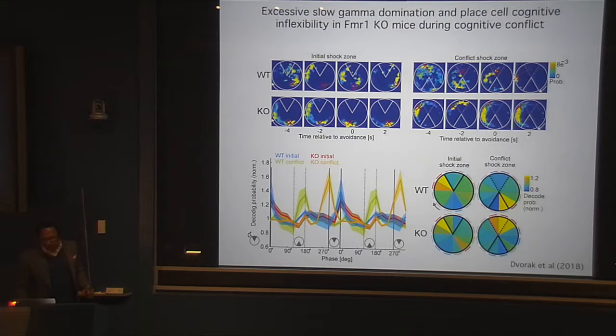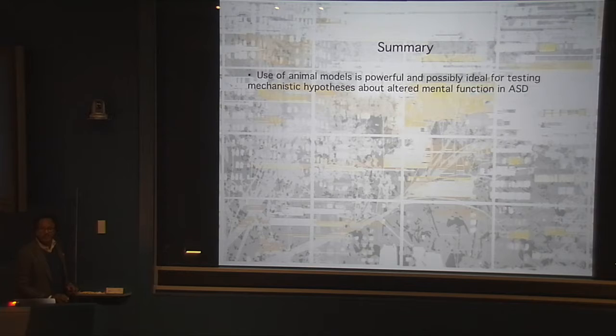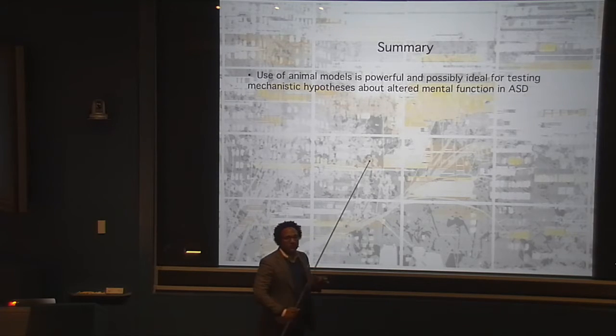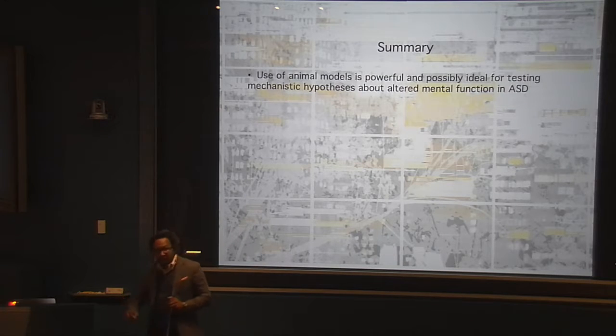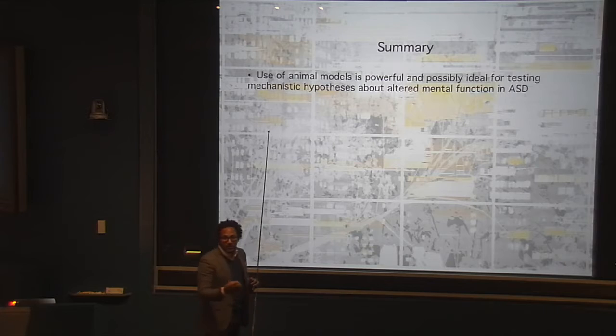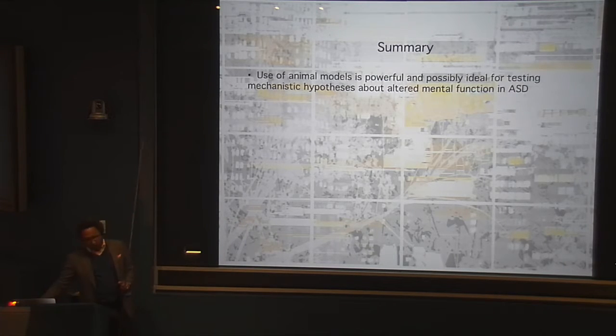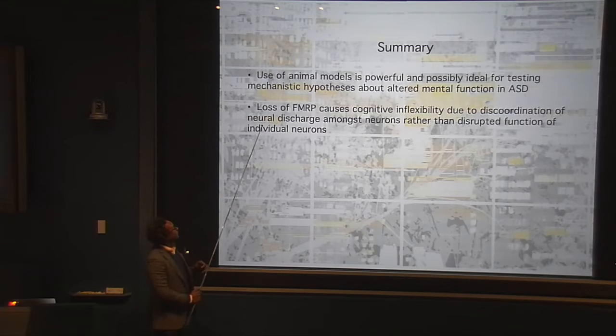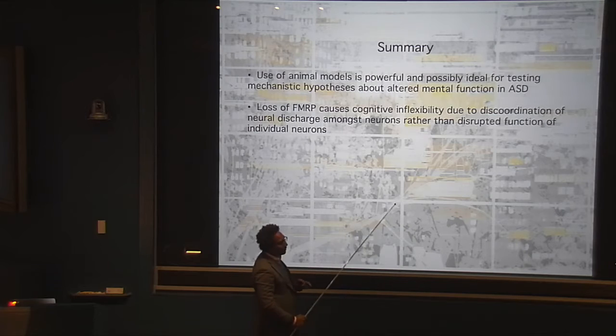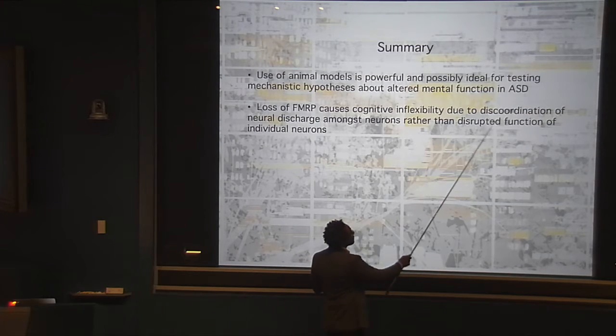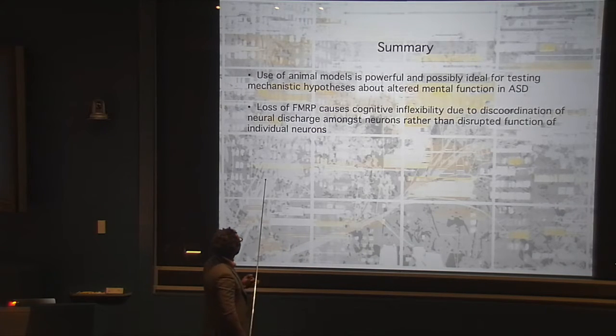So I'm hearing all these bells, which tells me I have to finish, which is what I'm going to do. I have a minute. So to summarize, I hope I've convinced those of you who don't care about Fmr1 mice or place cells or oscillations and so on, that using animal models is a really powerful way to test ideas about the human condition, so that you can actually get a mechanistic understanding of this complexity. I hope I've convinced you that the loss of this protein causes some kind of cognitive inflexibility, and we actually know why that happens. It's because of this discoordinated timing of the neural discharge amongst a whole bunch of neurons, and it's not because these neurons themselves individually seem to have dysfunctional properties.